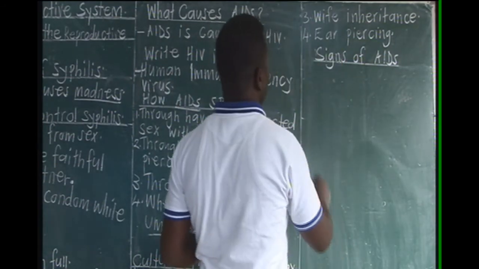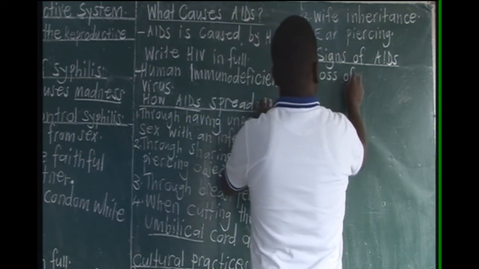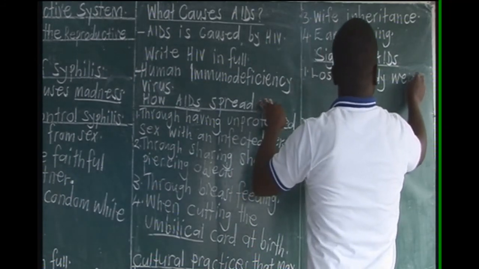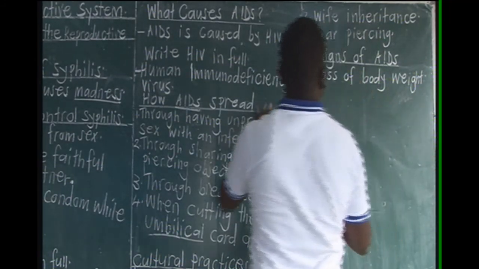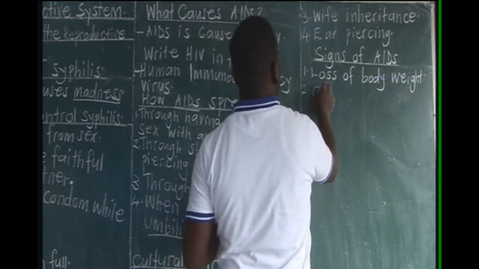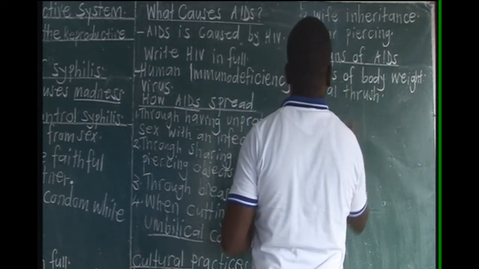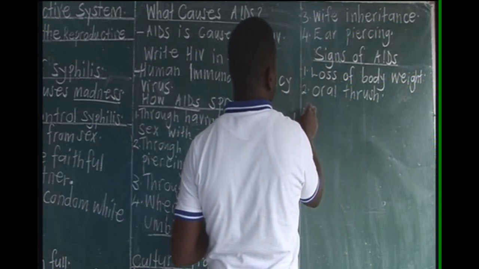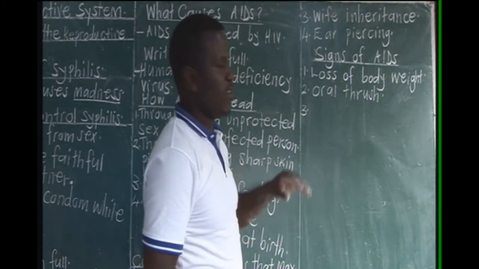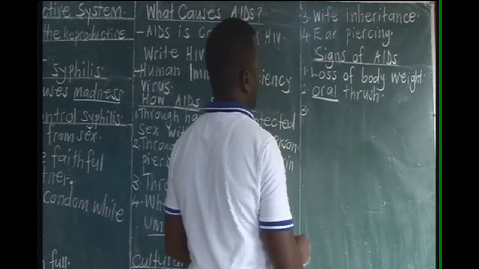For example, one of the signs of AIDS is loss of body weight. Number 2, oral thrush. Oral thrush is having sores in the mouth. As it's called oral, oral thrush.